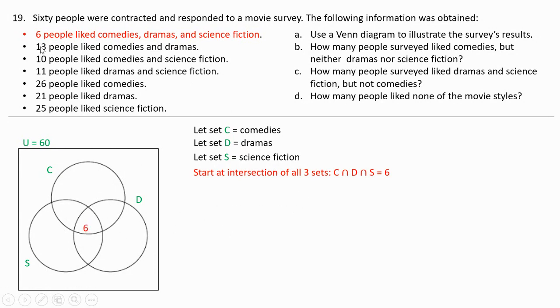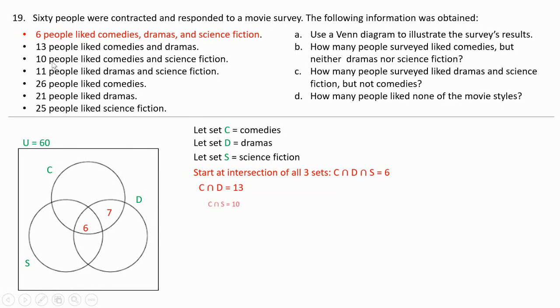Now you go to the second part. 13 people like comedies and dramas. So we're looking for C intersects D. So we're going to go to C and D. This portion here has to be 13, where they intersect. We already have 6 here, so this has to be 7, because the total must be 13. So 6 plus 7 will give me 13.